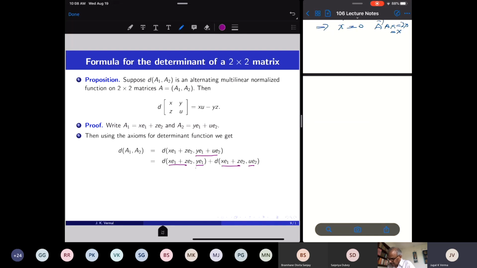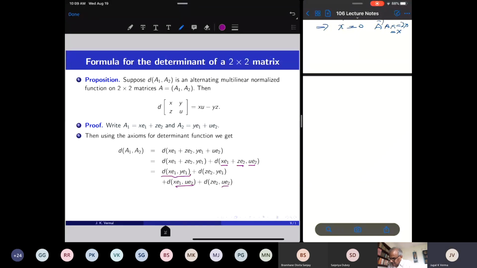Now I apply the multilinear property on each one of these functions, and then I will get xe1 and ye1, but ze2 and ye1, that is the second term. Similarly, I apply multilinearity here, and so I get d of xe1 and ue2, and then ze2 and ue2. Okay, now look at this.